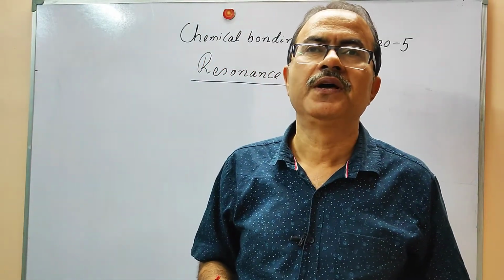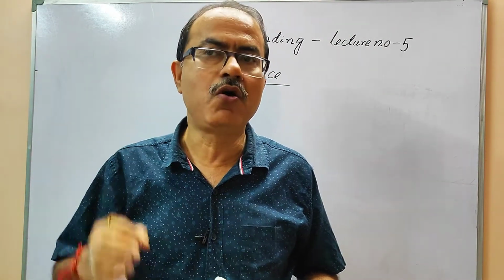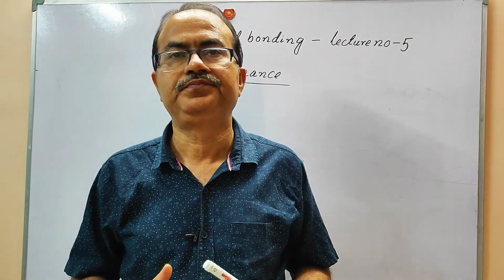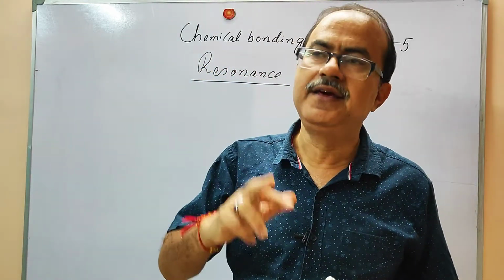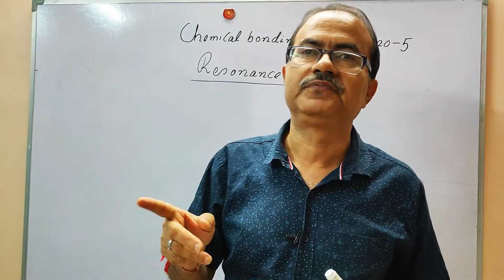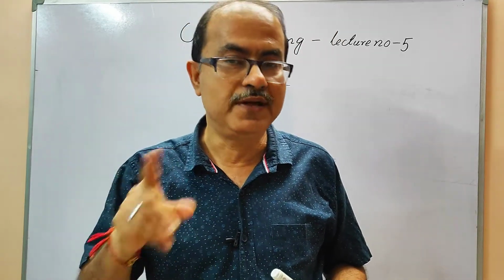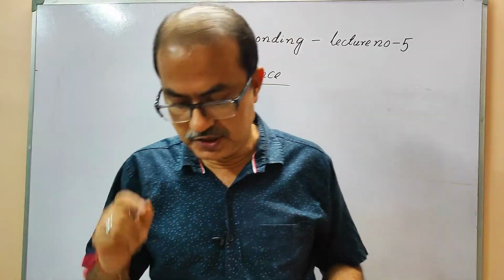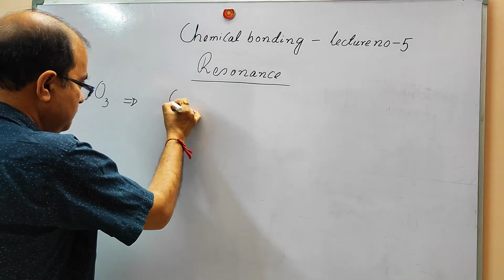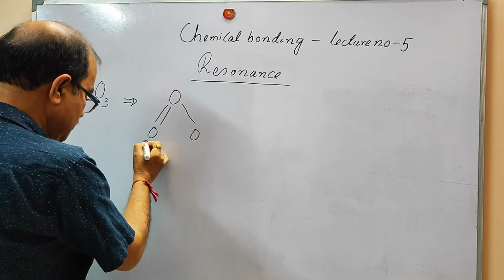What you observe is that one simple Lewis structure is not able to explain all of the properties of these molecules. The Lewis structures can explain the majority of the properties, but no single structure will be able to explain all of the properties of the molecule. As for example, the O3 molecule. The Lewis structure of the O3 molecule you can represent in this way.